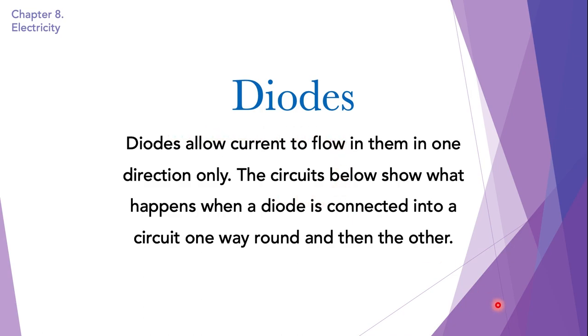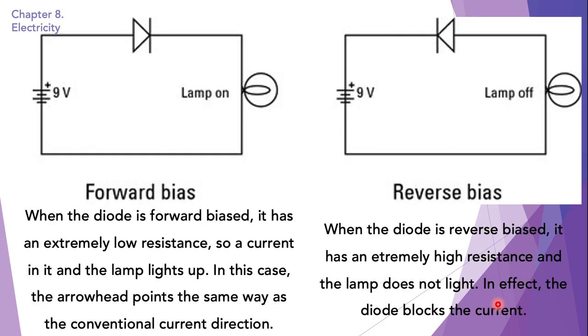So the circuits here show what happens when a diode is connected into a circuit one way round than the other. So here we have the forward biased diode. When the diode is forward biased, it has an extremely low resistance. So a current flows in it and the lamp lights up. In this case, the arrowhead points the same way as the conventional current direction, which is from positive to negative, right? But if the diode is reverse biased, like this, it has an extremely high resistance and the lamp does not light. In effect, the diode blocks the current.